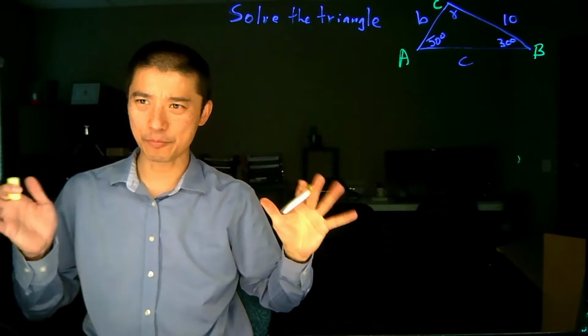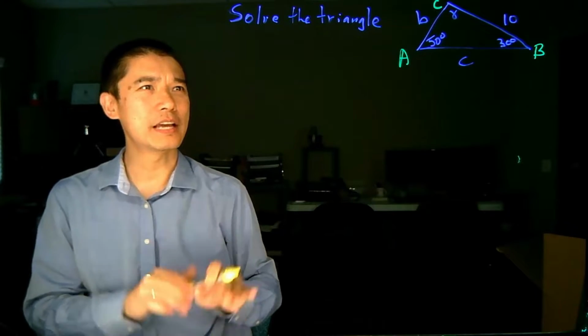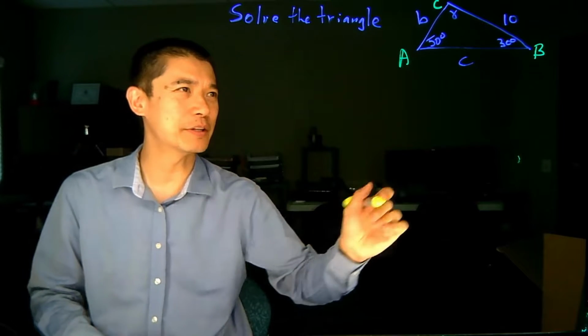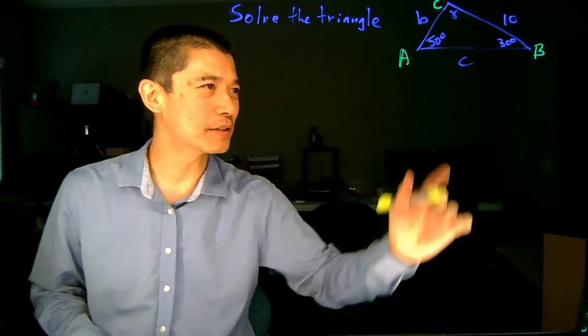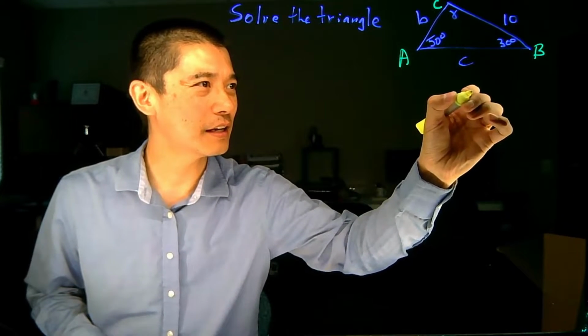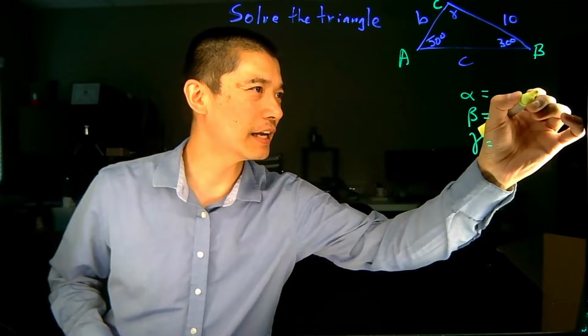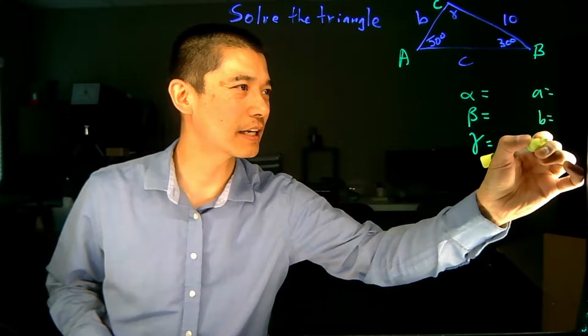And so that would just help us to keep this information organized. And since we're asked to solve the triangle, we're not asked to solve just one particular piece of it. We need to know all the bits and pieces. So we have three angles: alpha, beta, gamma, and side a, side b, and side c.